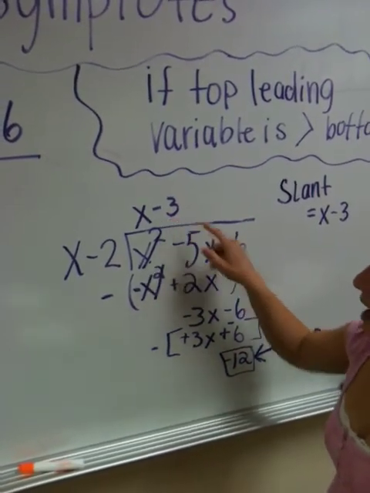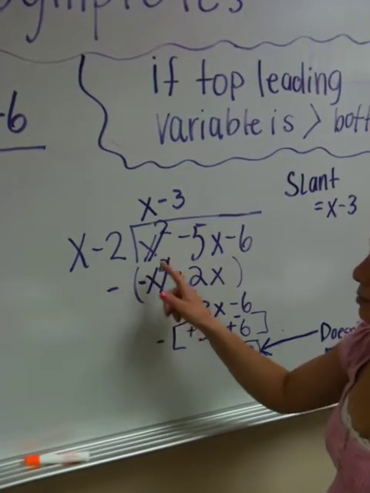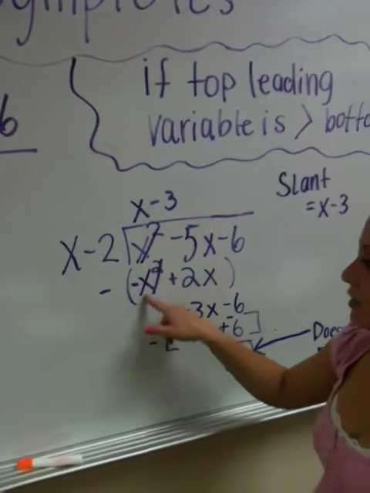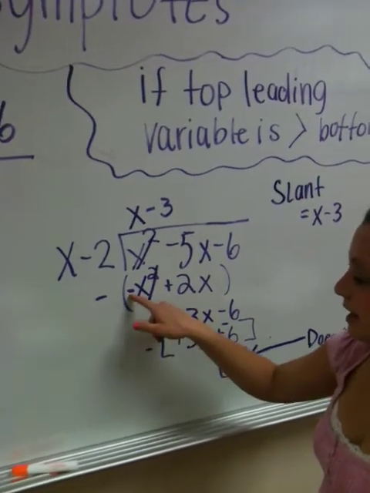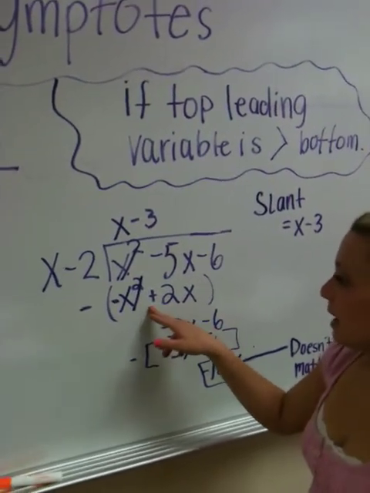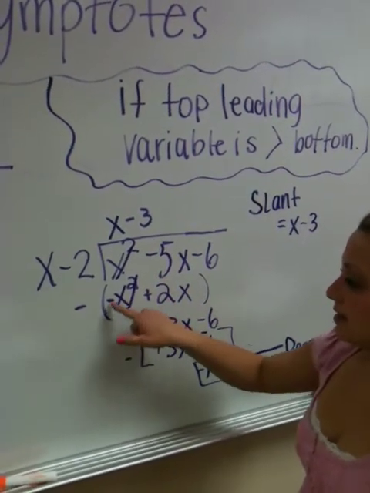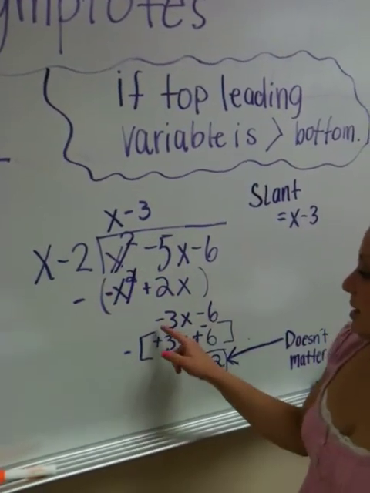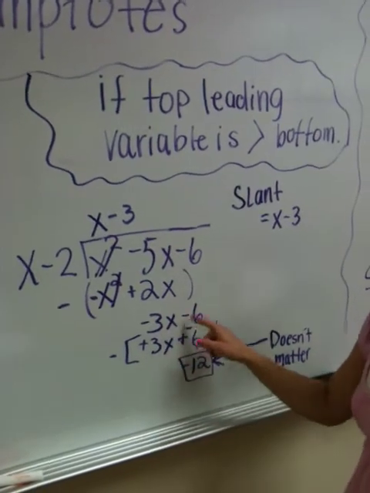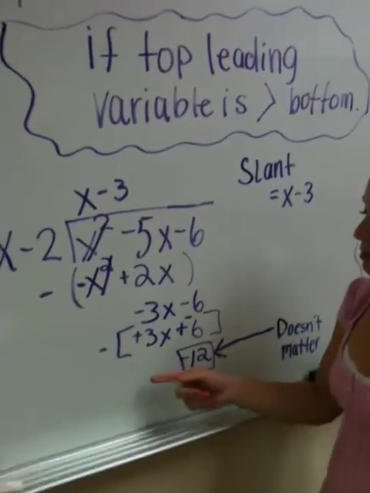So then after that you want to put a minus sign and then do the opposite of everything. So if this is positive x squared, it becomes a negative. And then this was negative 2x, so it becomes a positive. So those cancel because that's a negative and that's a positive. Then we have negative 3x minus 6, because you want to always bring down the 6, or the next number.